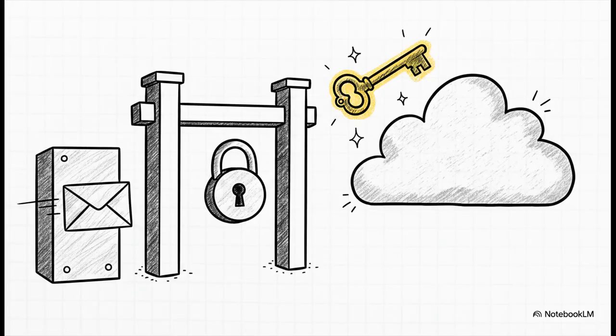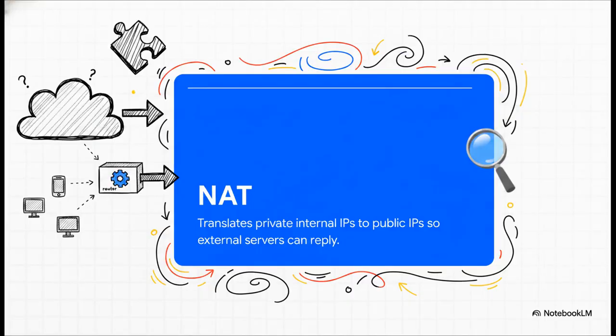Which brings us to phase 3, NAT, the key to the real internet. Now you might be thinking, great, IP forwarding is on, time to browse the web. Well, actually no, not quite yet. The missing puzzle piece here is NAT, or Network Address Translation.